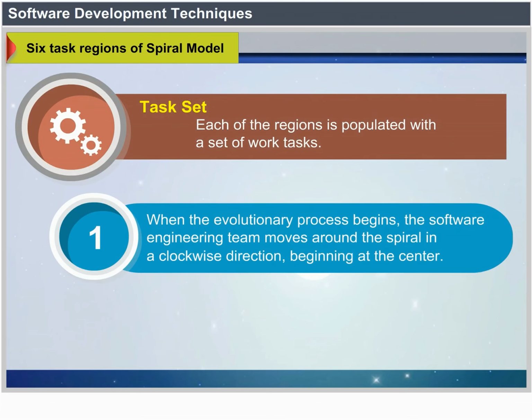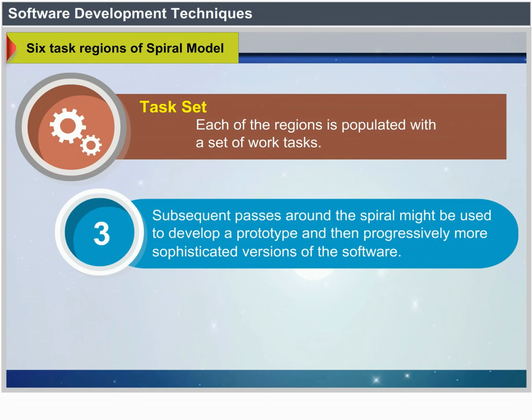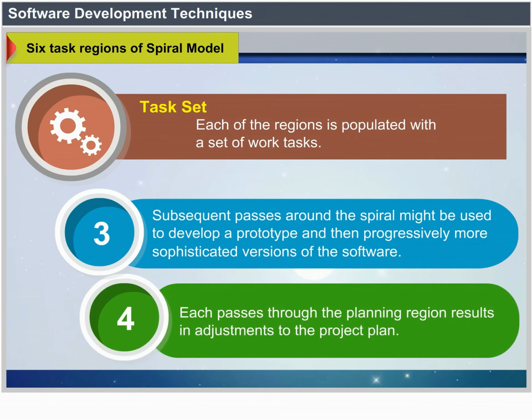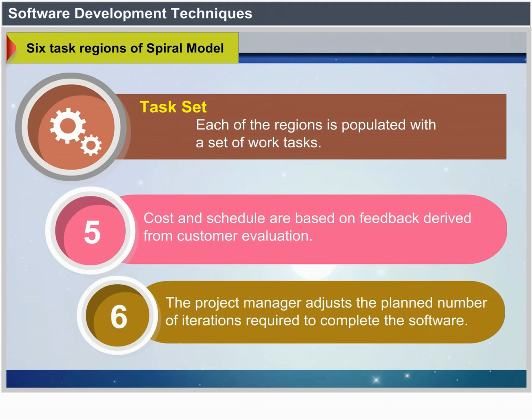While the evolutionary process begins, the software engineering team moves around the spiral in a clockwise direction, beginning at the center. The first circuit might result in the development of a product specification. Subsequent passes around the spiral might be used to develop a prototype and then progressively more sophisticated versions of the software. Each pass through the planning region results in adjustments to the project plan. Cost and schedule are based on feedback derived from customer evaluation. The project manager adjusts the planned number of iterations required to complete the software.